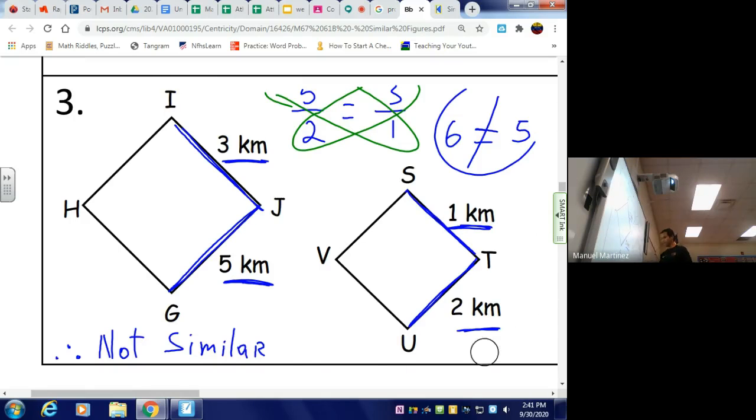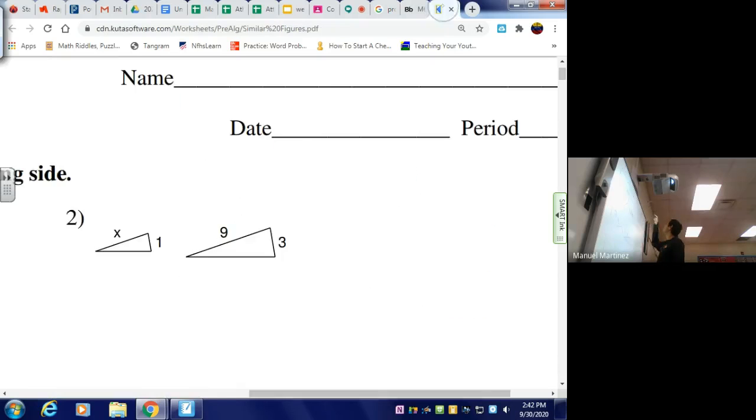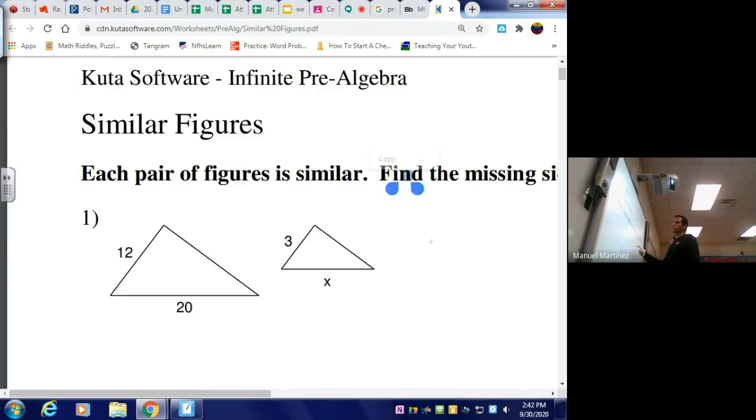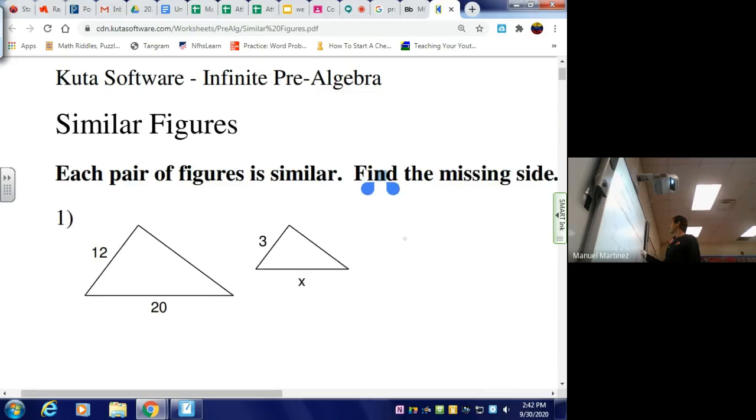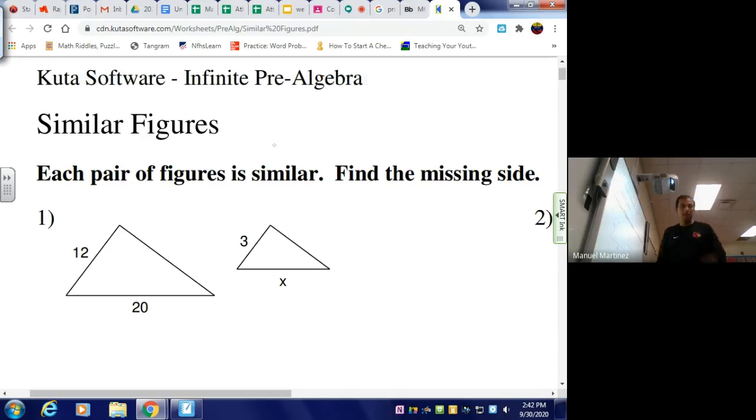Okay, let's move on to the next level, which is here. Look at this. It says each pair of figures is similar. They are already telling us that the figures are similar.